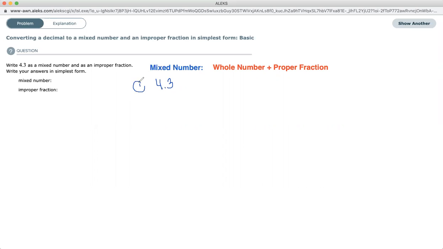So for the first method, I can identify the whole number. It is always before the decimal point. So for this problem, our whole number is 4. Then I know 4.3 is really 4 plus 0.3. I'm just taking this decimal and rewriting it. I'm trying to match the form of a mixed number. So our proper fraction is going to come from the decimal 0.3.